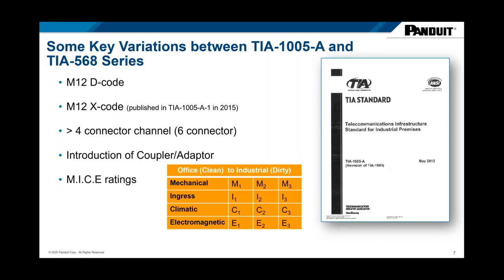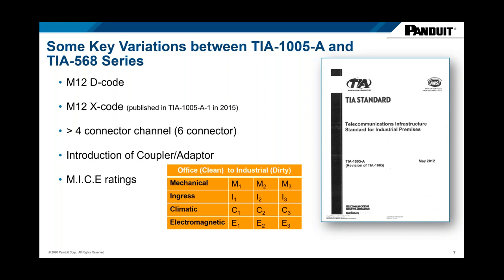And then the third thing is this very important factor of what they call M.I.C.E, which is really the environmental dynamics of the application. More so than any other premises, industrial has a wide variation on what happens environmentally. So this M.I.C.E rating is absolutely crucial with TIA 1005A. It's a standard to evaluate the space and also evaluate what solutions, what products we're using in that space. It looks at 4 factors: mechanical, ingress, chemical and climatic, and electromagnetic. And then it also gives a rating scale there.